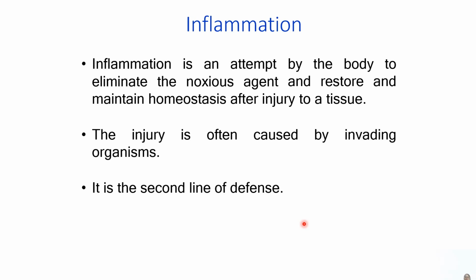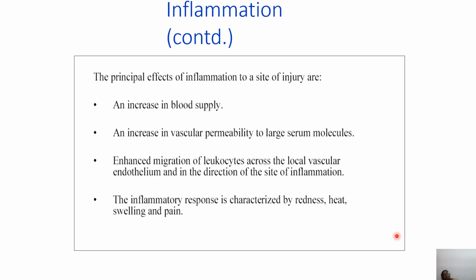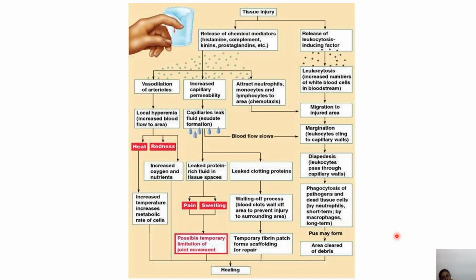So inflammation is basically an attempt by the body to eliminate the noxious agent and restore and maintain homeostasis. Okay, so it's basically a fight that your body is putting up. It's caused by invading organisms in the second line of defense. The principles of inflammation are an increase in blood supply, increase in vascular permeability to large molecules, enhanced migration of leukocytes across the local vascular endothelium, and reduction of size of inflammation. The inflammatory response is characterized by redness, heat, swelling, and pain.